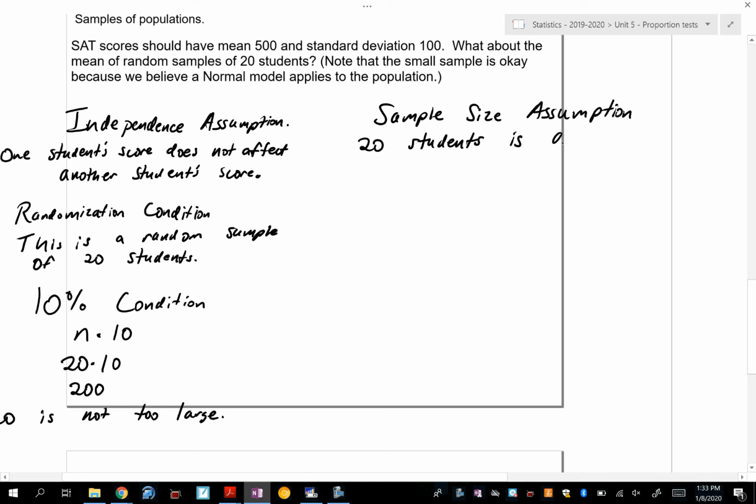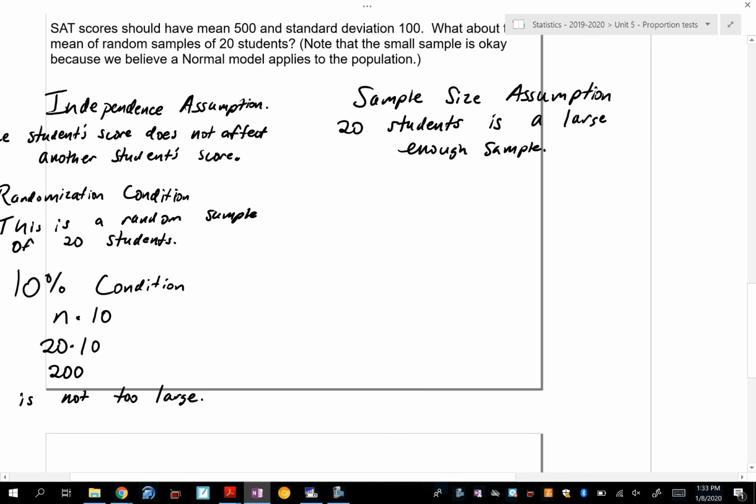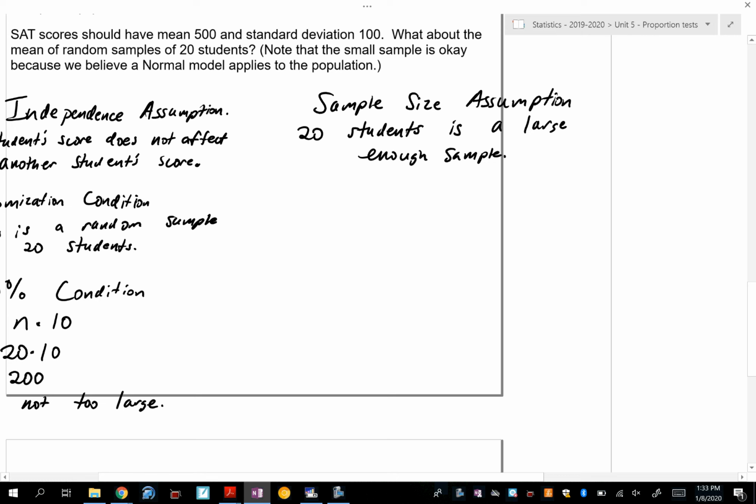20 students is a large enough sample. Something like that, right? Doesn't need to be word for word. But something about that this sample size is large enough, right? We just checked that it's not too large. Now we need to make sure that it's large enough, right? Think of the Goldilocks, right? Just right. So here's the thing, right? With proportions, we can check the success-failure condition. What condition are we going to talk about with means? Right, really, it's well-named, right? Large enough sample condition.